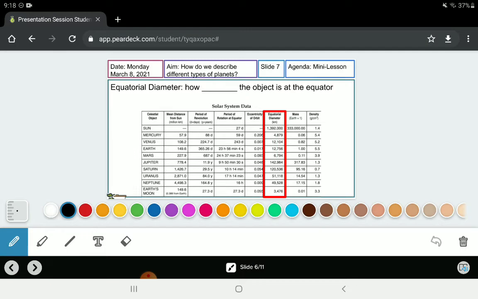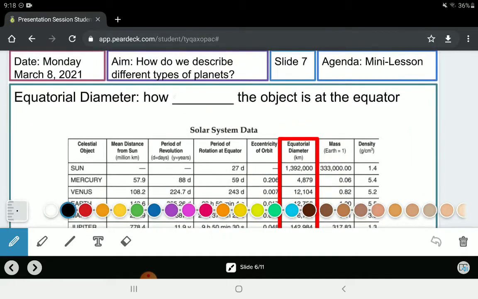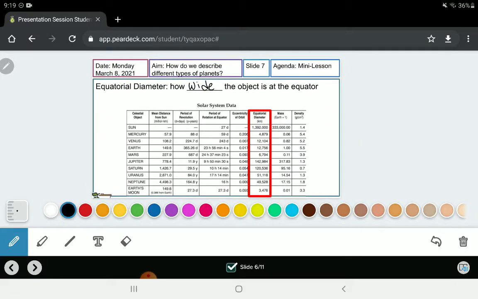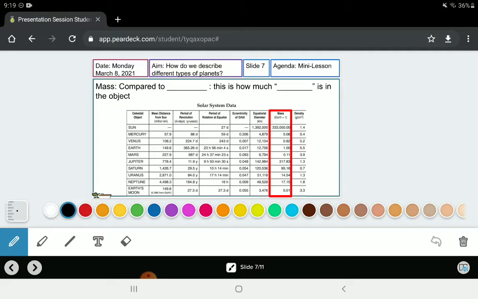Next is equatorial diameter. You guys should know what diameter is from your other classes, and that is basically how wide it is at the equator. So as you would imagine, the larger the planet, the greater the diameter of that planet or celestial object. Next is mass, and this mass column, as you can see, is compared to Earth.